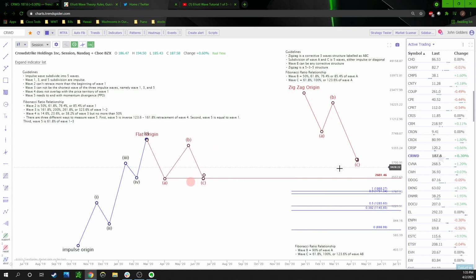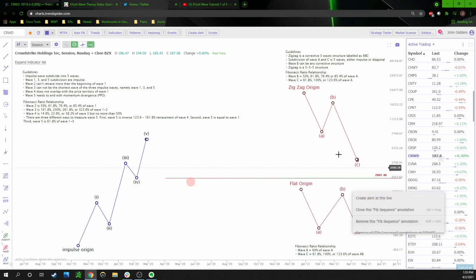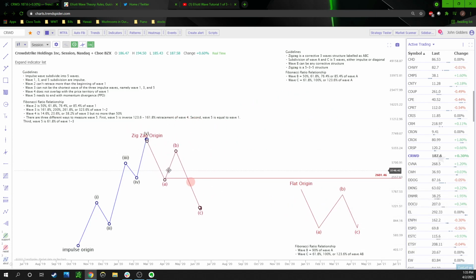So these are the two patterns that you see all over the place. 5 waves up, 3 waves down in the form of this rectangle look, or 2 triangles, or the 5-wave move up and the 3-wave move down.